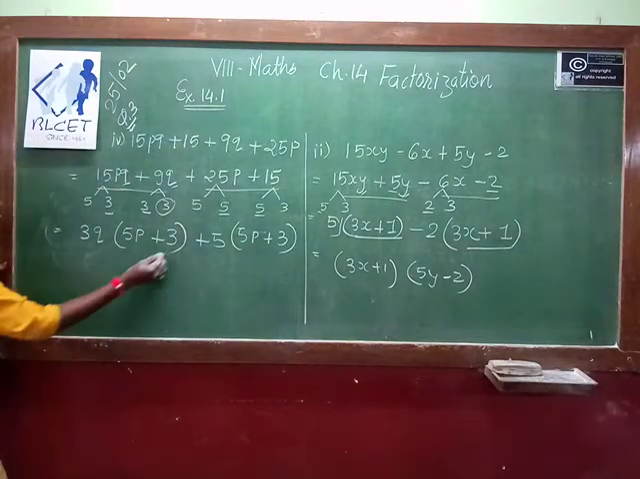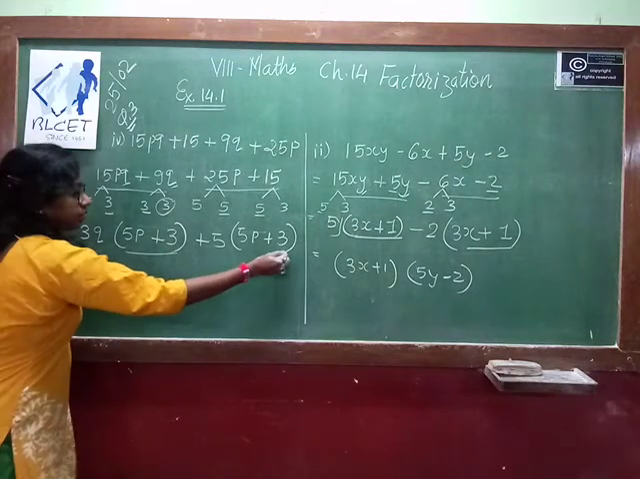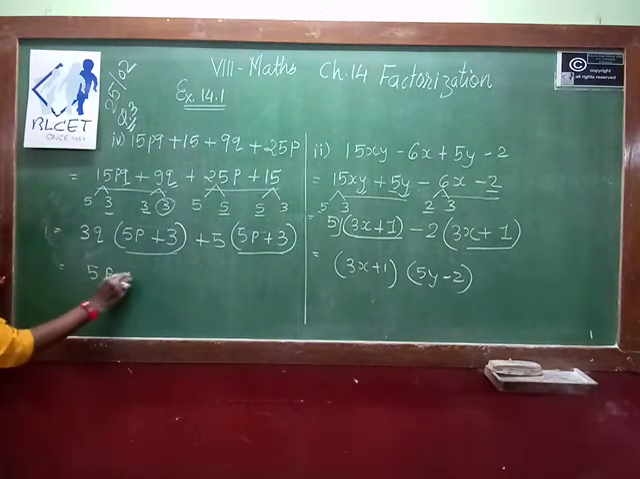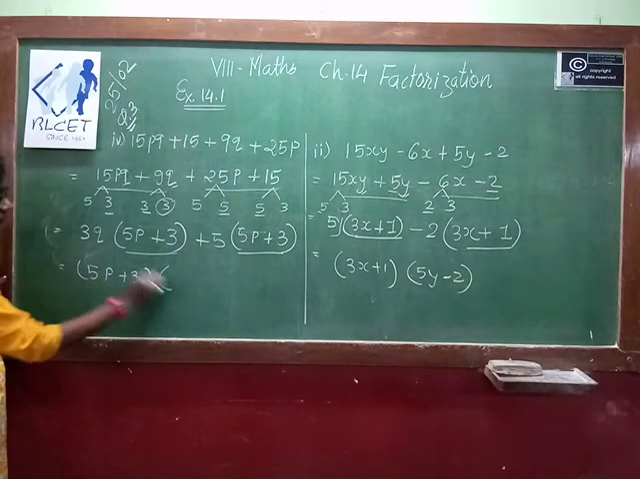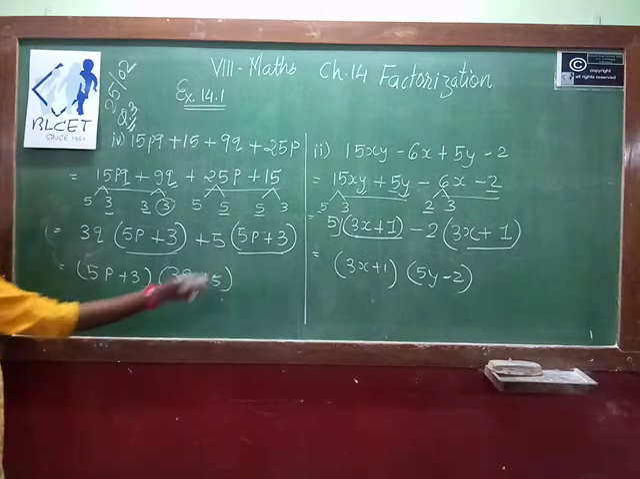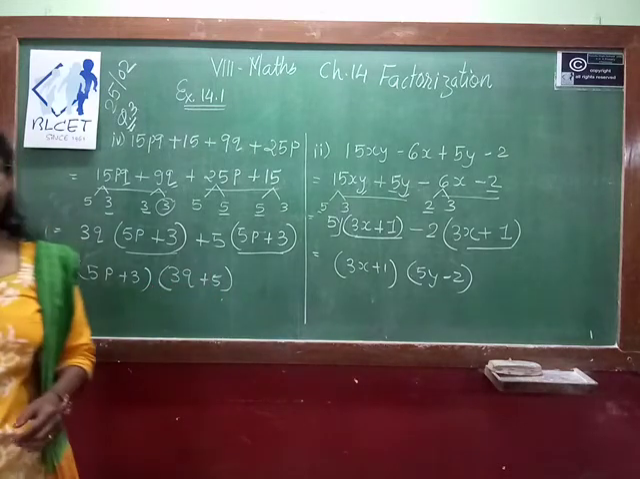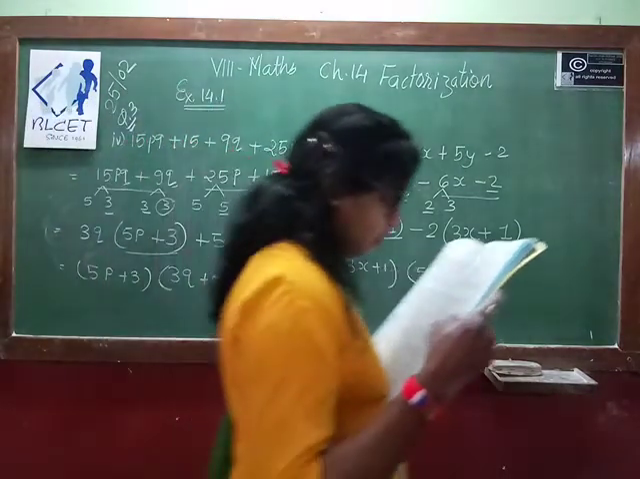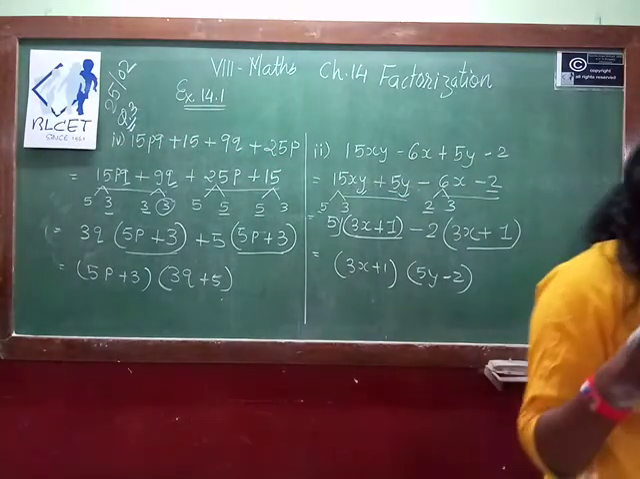So then what happened? You are getting this common bracket. So we have to take out 5P plus 3 as a common. So what is left? 3Q plus 5. So this way we can do the factorization of the fourth question. Move on to the fifth question.